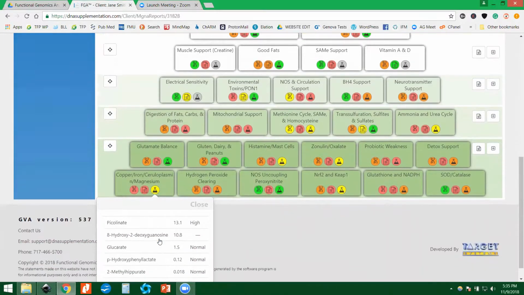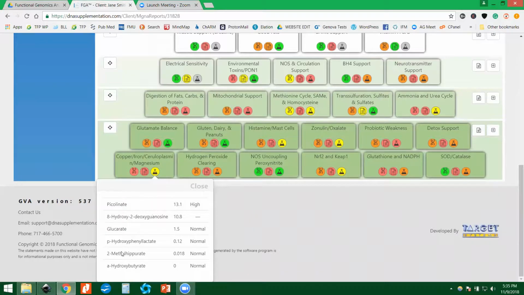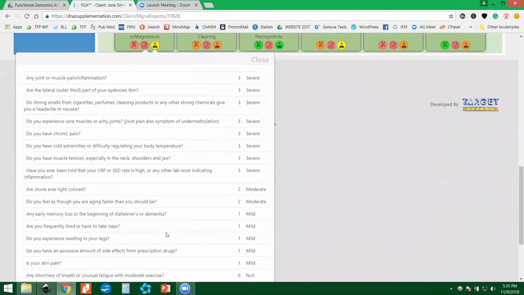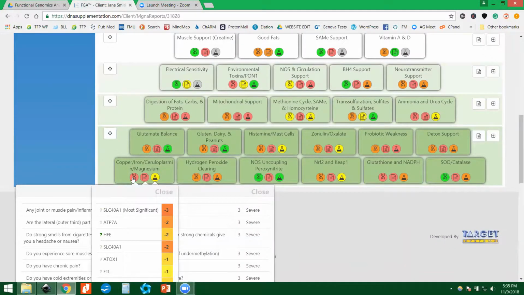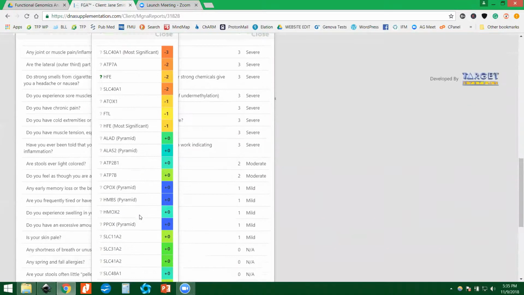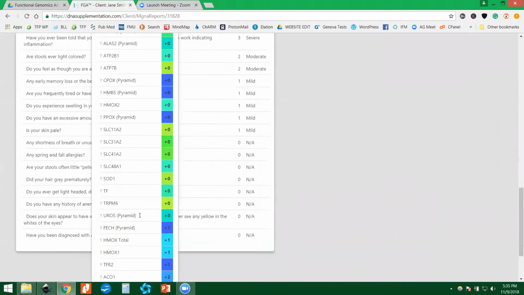You click on that and you can see which particular tests are associated with it, and the same with the symptoms. You can look and see the questions they answered that are connected with that, and then you click on the genes, and we look and see the genes that are connected to that.